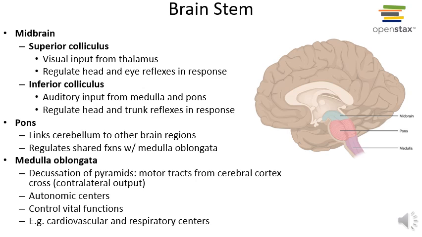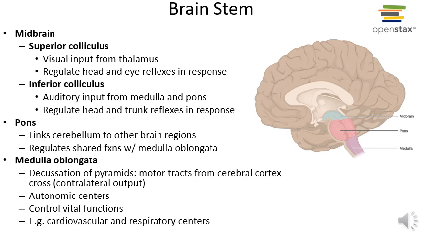And they crisscross. The motor tracts from the right side cross over to the left side, and the motor tracts from the left side cross over to the right side. That's called decussation. So if you ever run into that term, don't let it cause a seizure. Decussation means crisscrossing. And it says here, motor tracts from the cerebral cortex cross, right to the left, left to the right. It's what we call contralateral output.